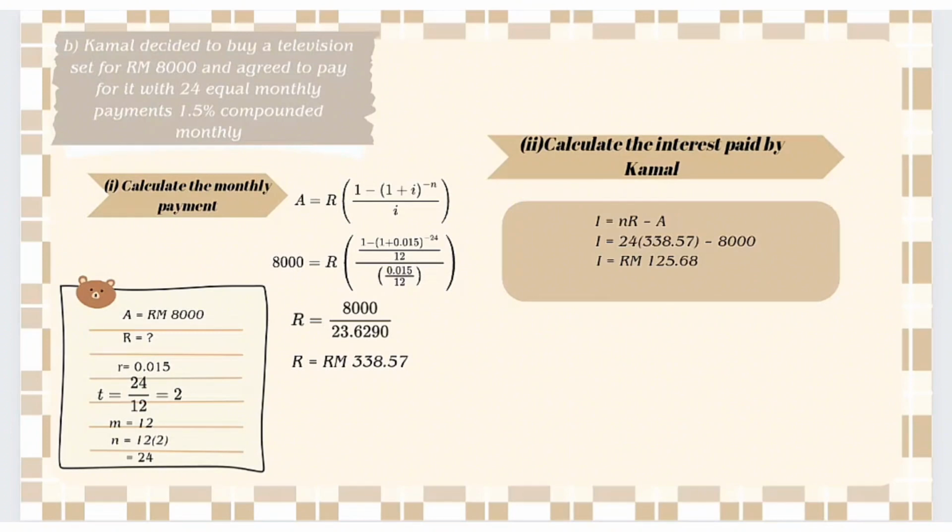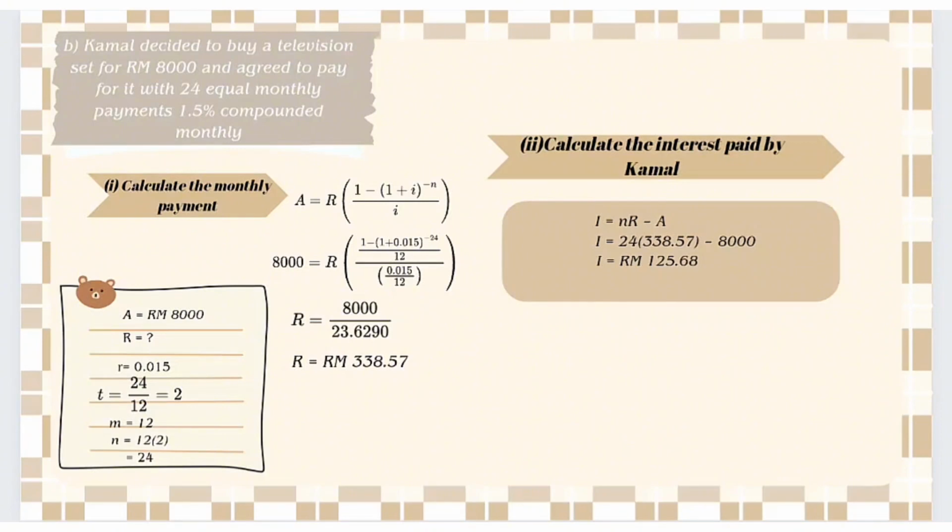For Roman 2, we need to calculate the interest paid by Kamal. To find the interest, you need to use I equals n multiplied by capital R minus A. Let me show you. We already have the n, right? As earlier, n is m multiplied by t, which is 12 multiplied by 2, so you will get 24.